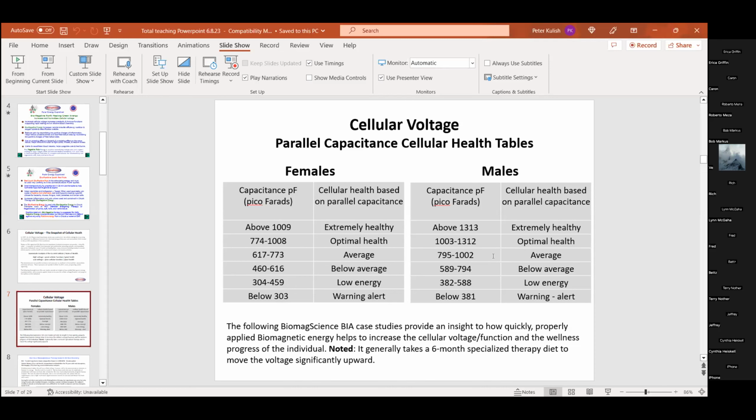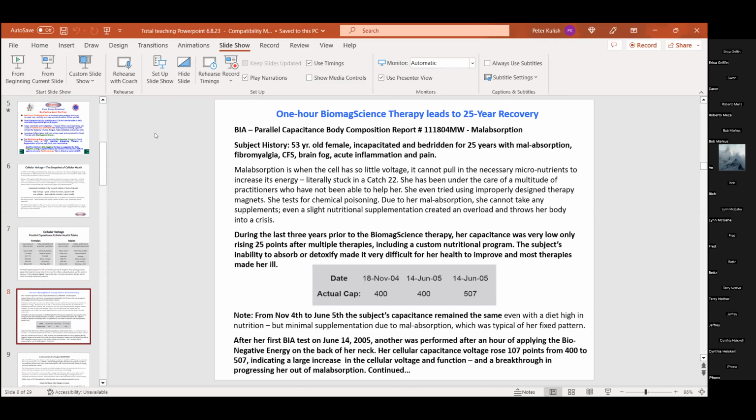The numbers are a little bit different, but basically what it shows is an exact measurement of the function of the cells and the health of the individual at that functional level. So now let's see here. All right, now this is a case study.